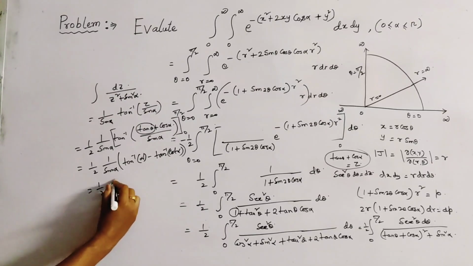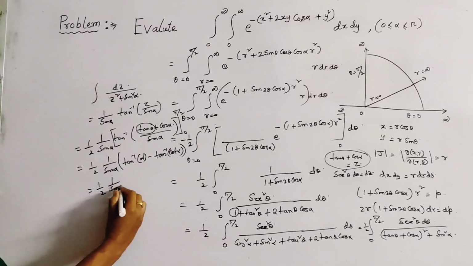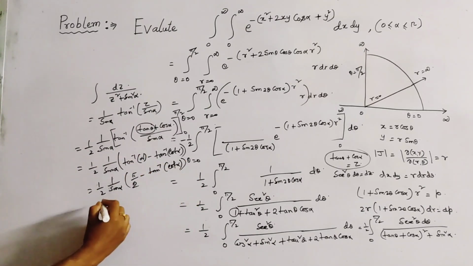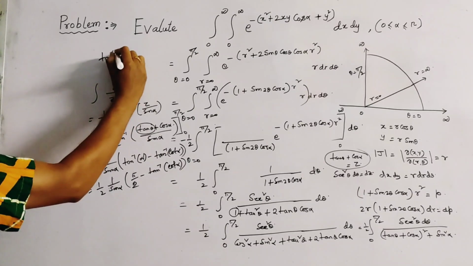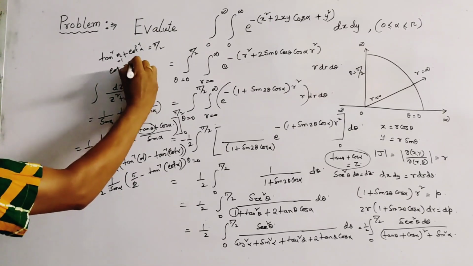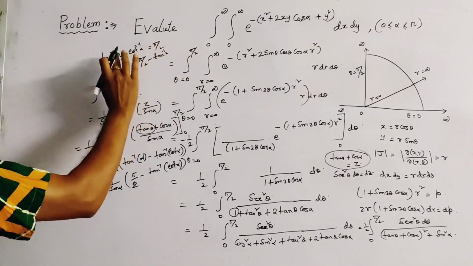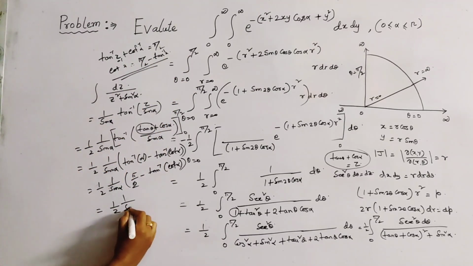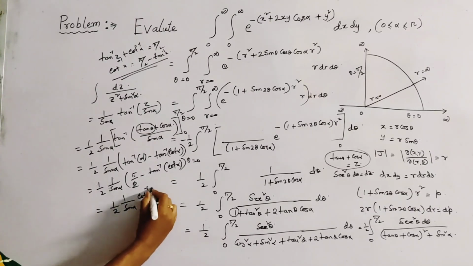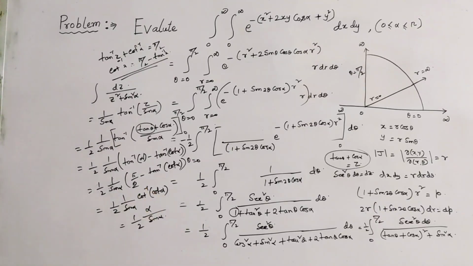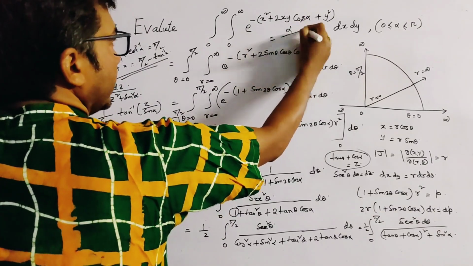Okay, so half into 1 by sin alpha into (pi by 2 minus tan inverse cot alpha). We use the property that tan inverse x plus cot inverse x equals pi by 2, so cot inverse x equals pi by 2 minus tan inverse x. We use this formula here and get half into 1 by sin alpha into cot inverse cot alpha, and so half into alpha by sin alpha, and our answer is alpha by 2 sin alpha.